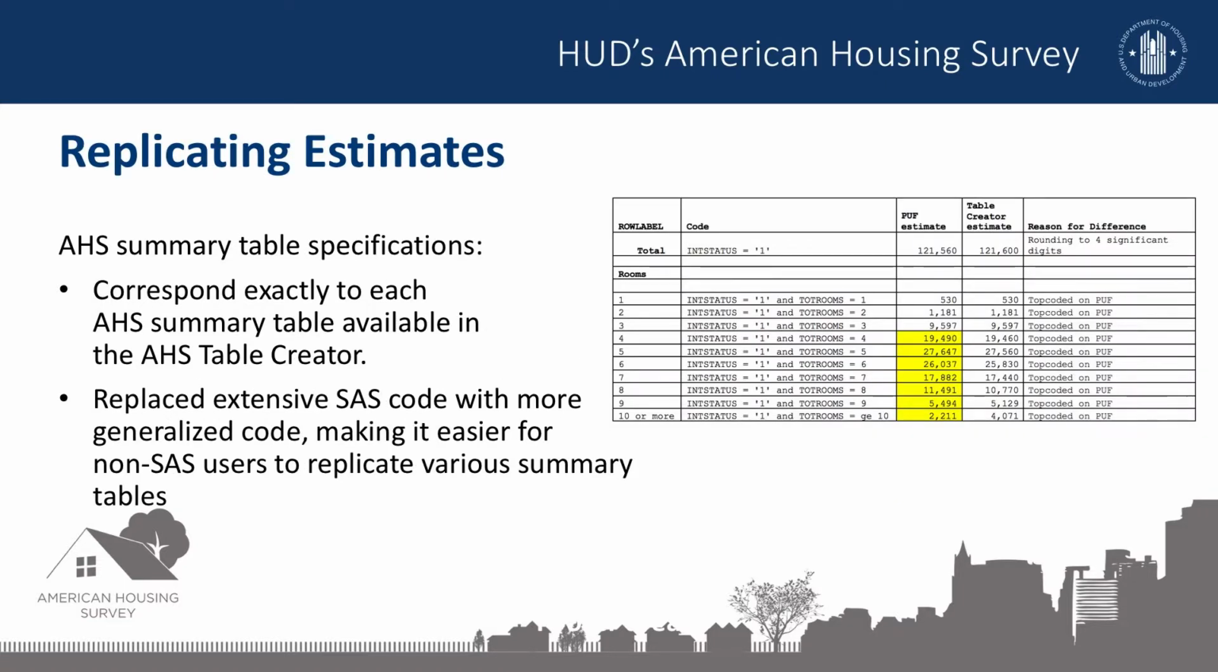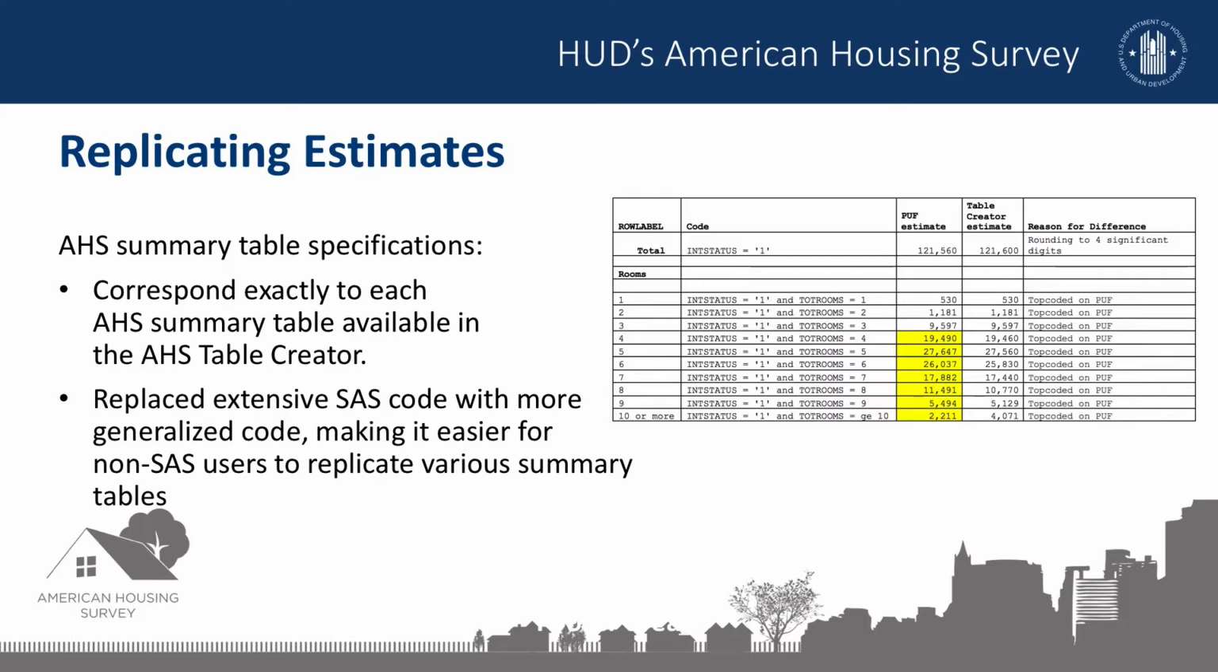In past years, data users relied on table specifications, or SAS code, that provides instructions on how to replicate most summary table estimates. Starting with the 2013 PUF, we created the AHS 2017 Table Specifications and PUF Estimates for User Verification. This product is organized to correspond exactly to each AHS summary table available in the AHS Table Creator.